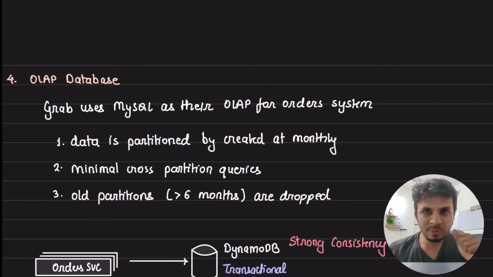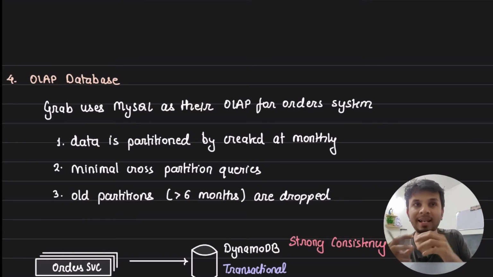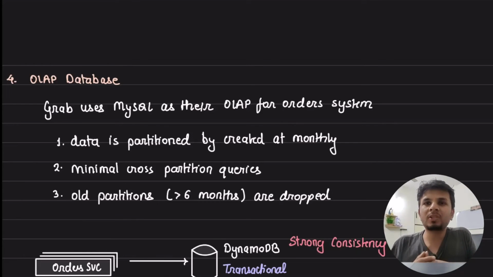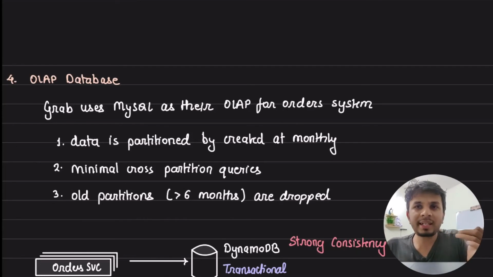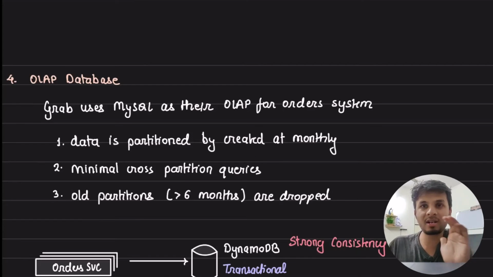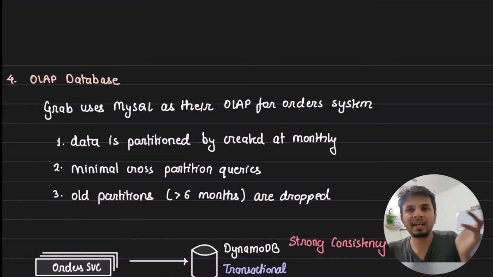Fourth, which database would you pick for OLAP? Now, this use case is analytics, right? So you may choose, hey, let me go for a data warehouse. You don't need a data warehouse. You still want to fire a good chunk of queries. But why would you want to overkill with an analytics database?